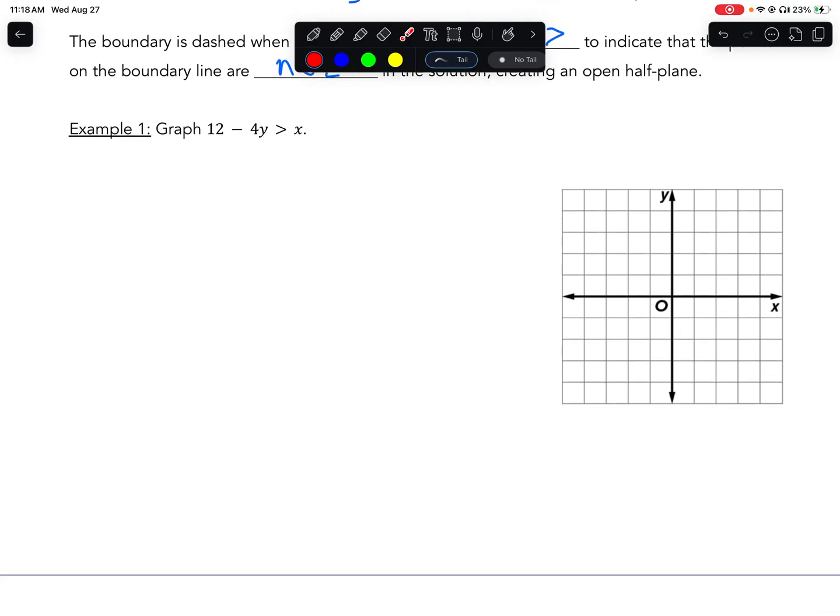First example, we're going to graph 2 minus 4y is greater than or equal to x. So first thing I want to do is get it into y equals mx plus b form. I do that by getting y alone on the left side as it is in the formula here. First step in doing so is to subtract 12 from both sides. When I do that, I'm always going to write the right side with the x term first, as it appears in y equals mx plus b, and the number part second.